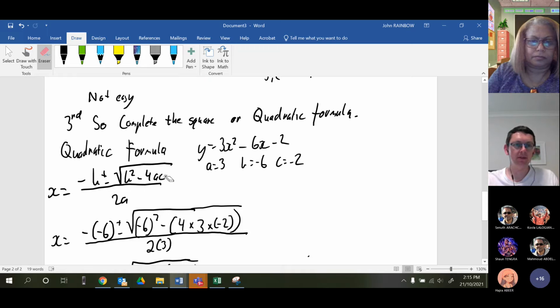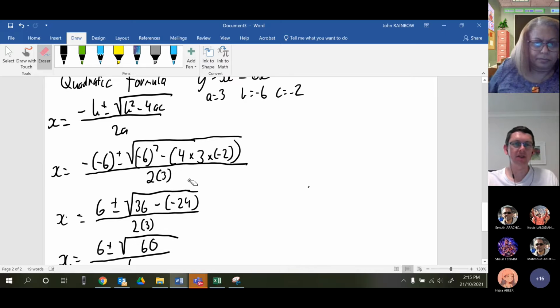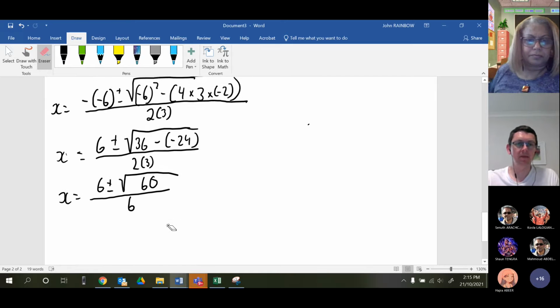Be careful of your negatives. So many people stuff those negatives up, okay? So I tend to personally just substitute everything in, put that negative here, put the negative on the outside, that also in there. Just slow it down a bit because I make a lot of mistakes between here and here. So from here to here, I just stuff it up. So just be aware of that.